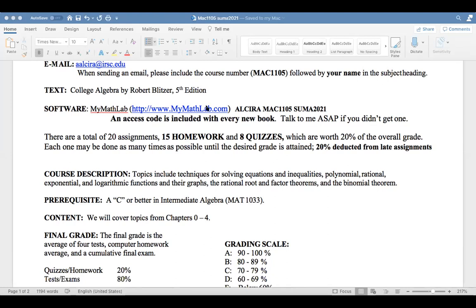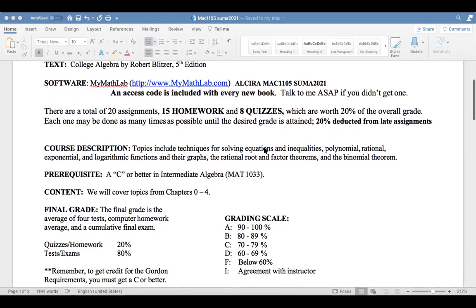Now, for the MyMathLab access code, guys, you can purchase it directly from the MyMathLab website. And yes, you are allowed to use MyMathLab for free for the first 14 days if you do not have the access code. If you cannot get the access code after the first 14 days, please have a conversation with me so we can make some type of an arrangement as to how you're going to get the access code.